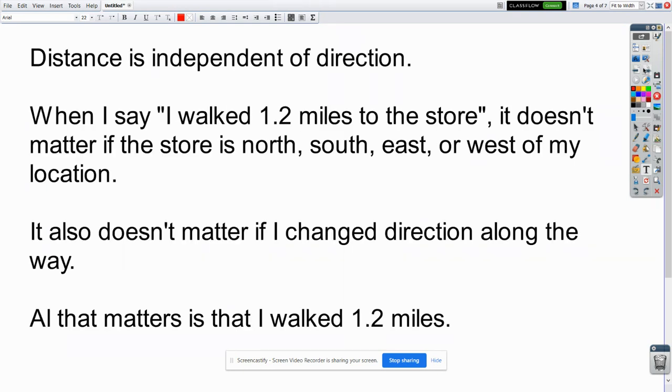Distance is independent of direction. In other words, direction doesn't matter. When I say I walk 1.2 miles to the store, it doesn't matter if the store is north, south, east, or west of my location. It also doesn't matter if I have to change directions along my route. All we care about is how far I have traveled, and I walked 1.2 miles.